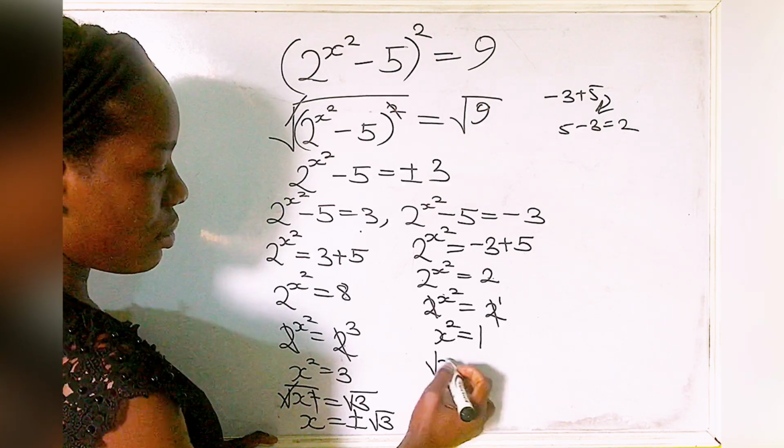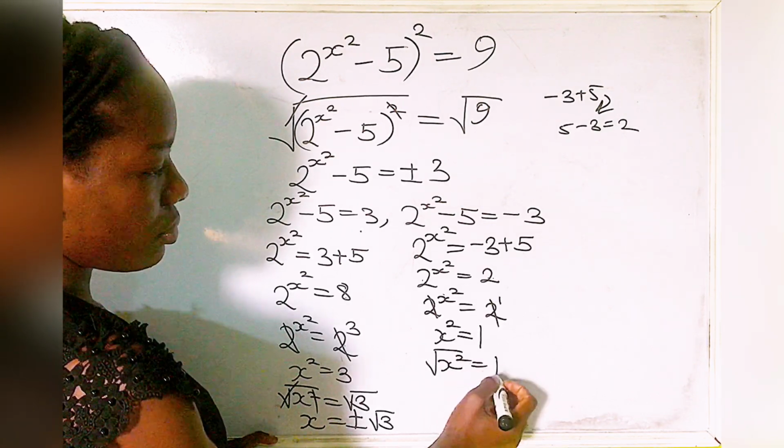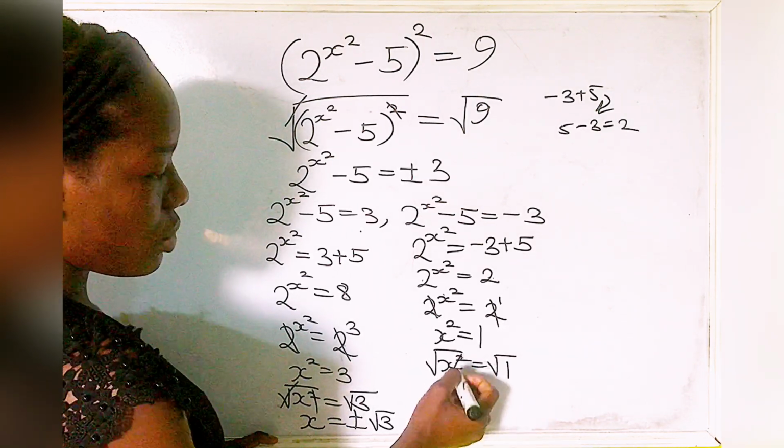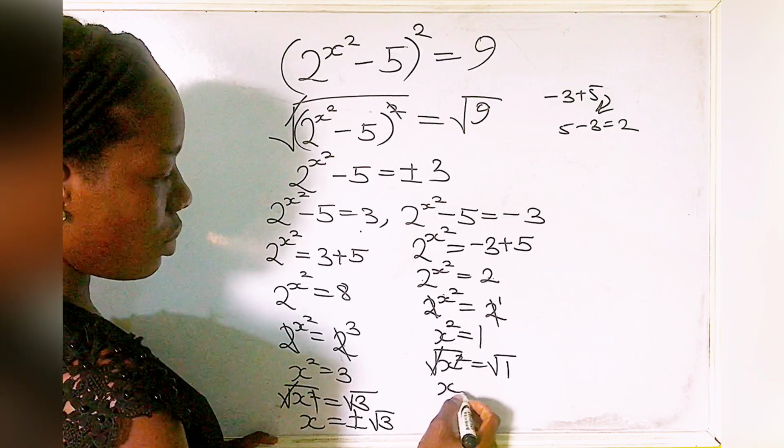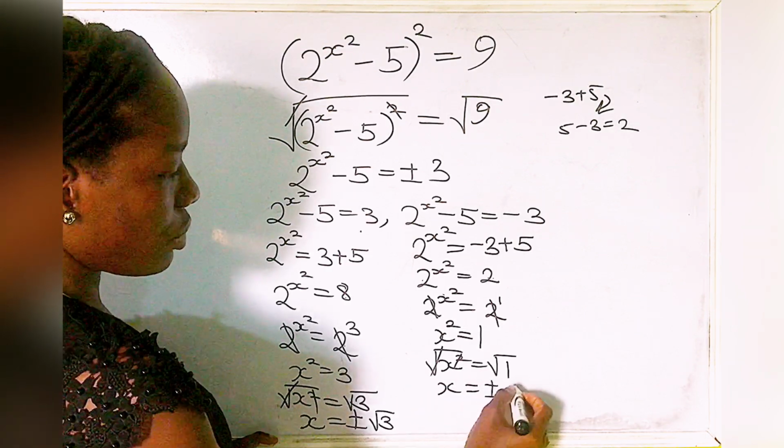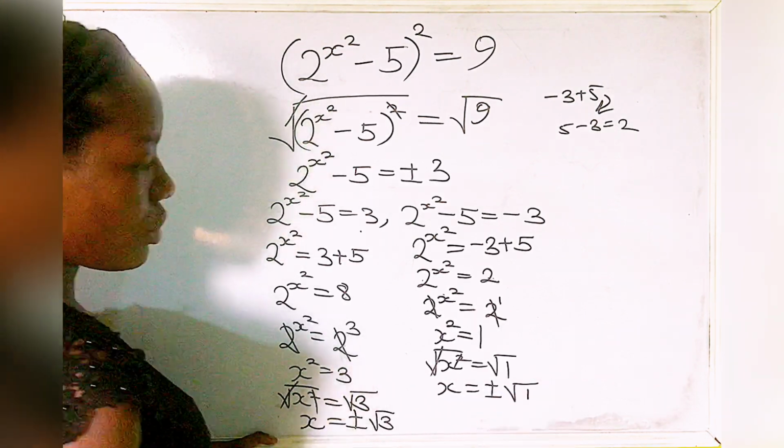Introduce square root, root 1. The square cancels the square root, so x is equal to plus or minus root 1.